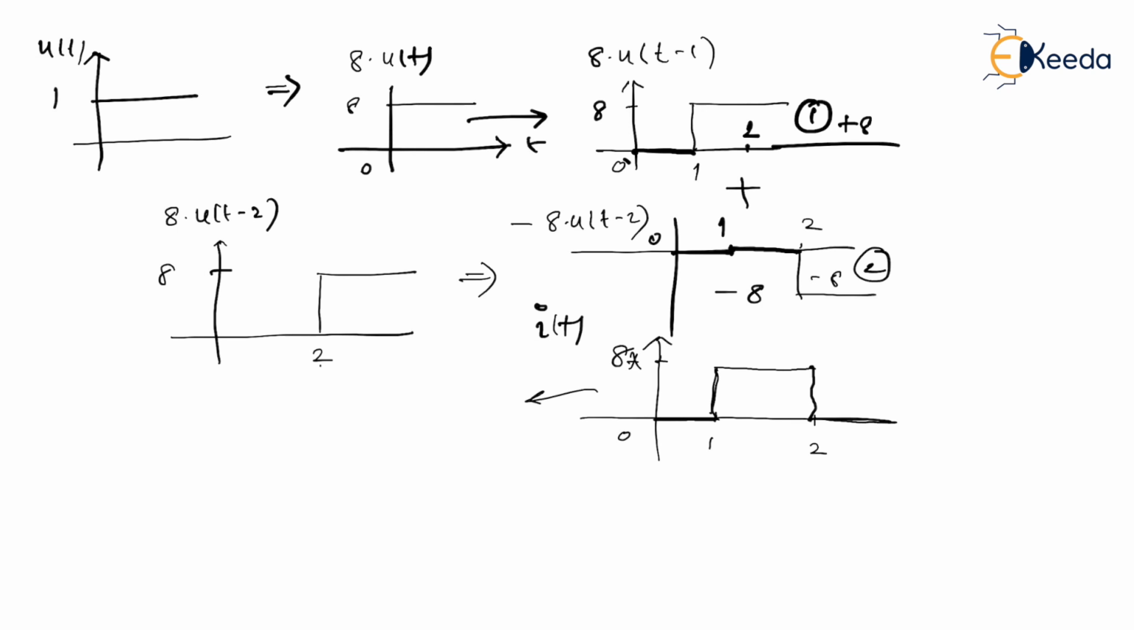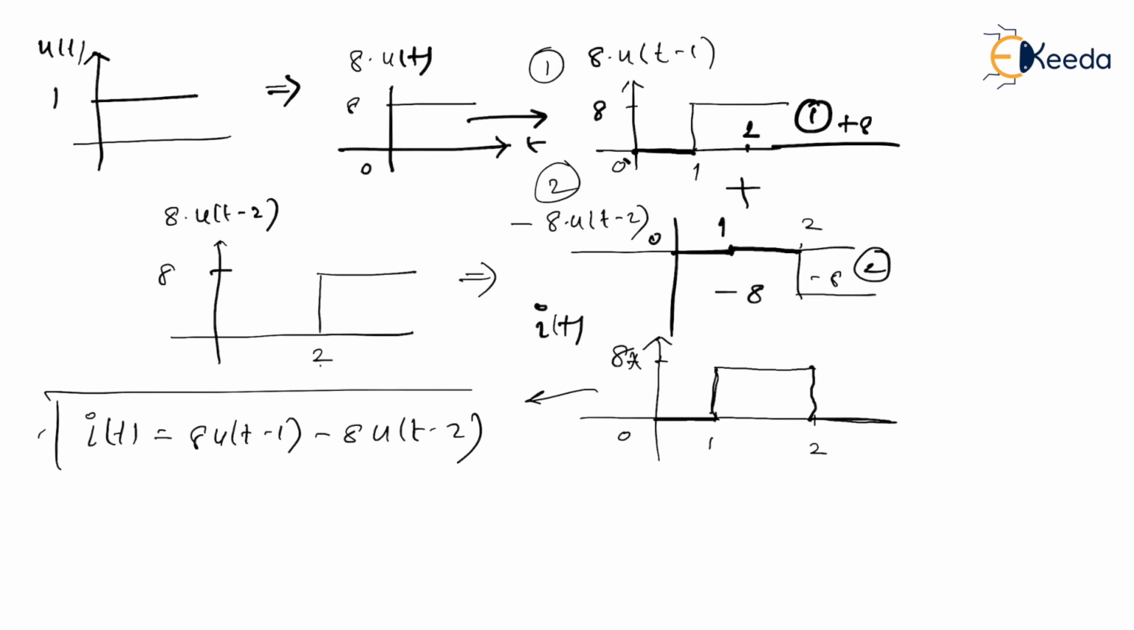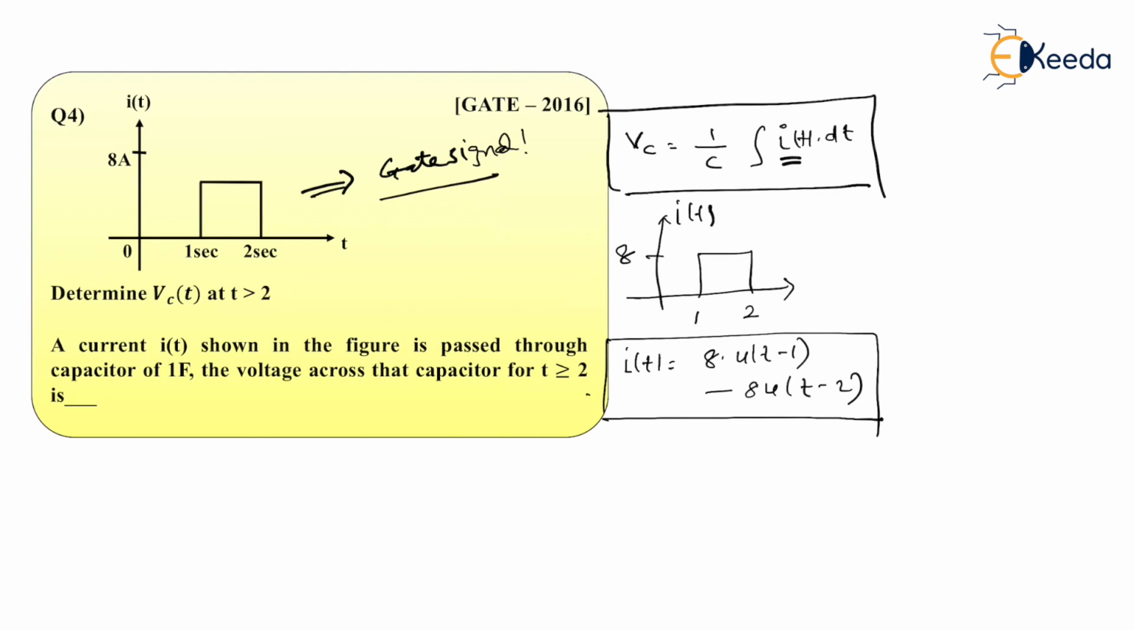So I can write I of t as summation of two signals, signal 1 and signal 2. That is 8 times u of t minus 1 minus 8 times u of t minus 2. This is in fact called a standard gate signal expression in terms of step signal. I'm sure you have understood these basics. That's the reason why you can see that I of t expression I have written the similar way.